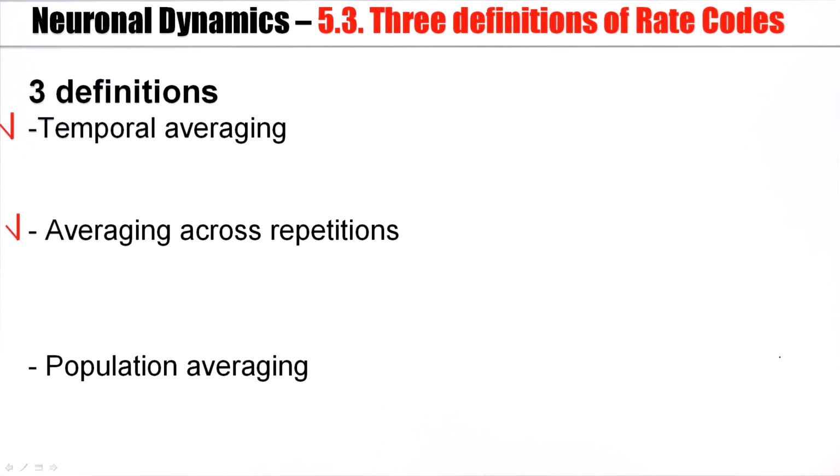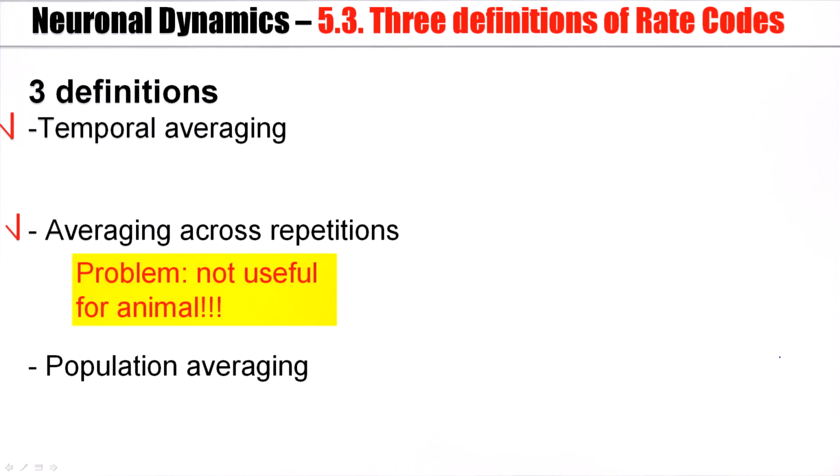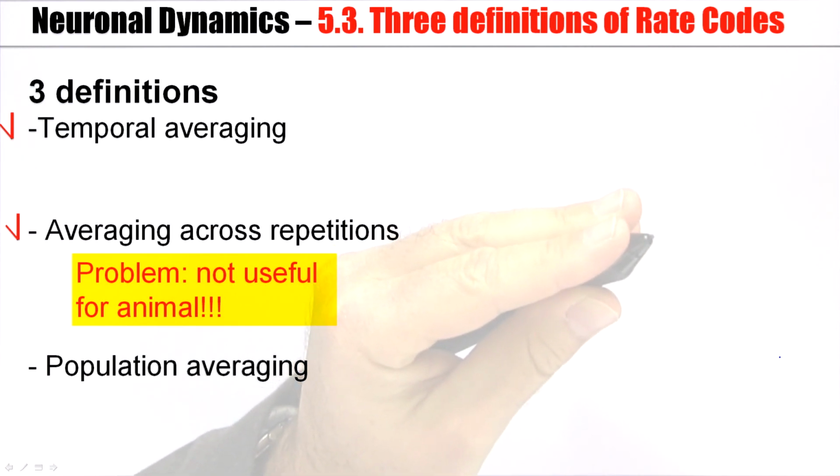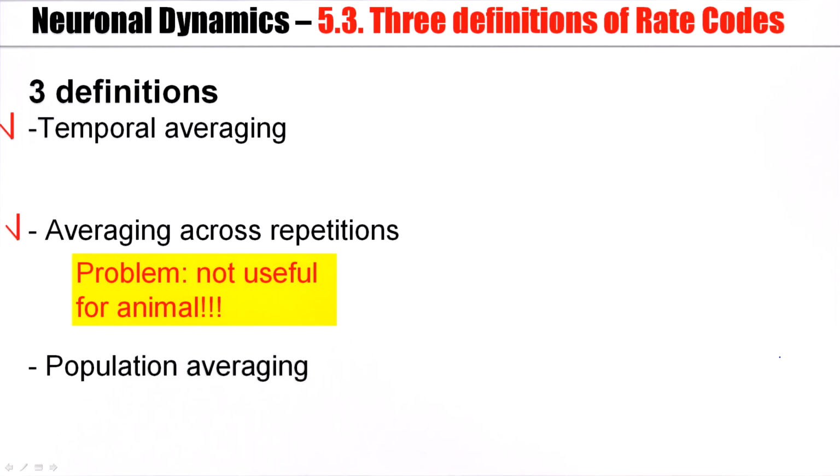However, again, it cannot be the measure used by the fly. The reason is it's way too slow. Let's again consider our fly sitting here. And now the fly comes by. And the frog says to the fly, well, please fly again another 50 times so that I can average, so that I can finally catch you. So that's not going to happen.